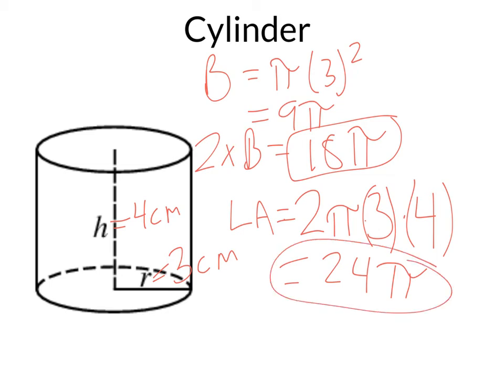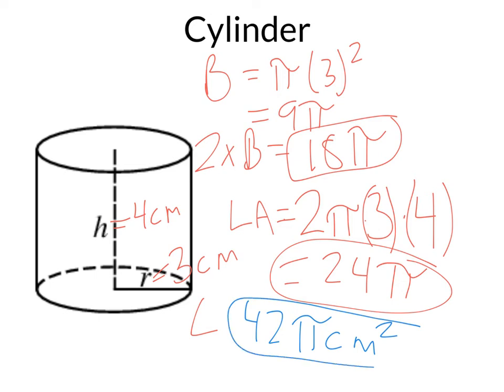Now if I add up my 2 bases, which is 18 pi, and my 24 pi for my lateral area, that gives me, I'm going to go with a different color, 42 pi centimeters squared. Alright, I like it.